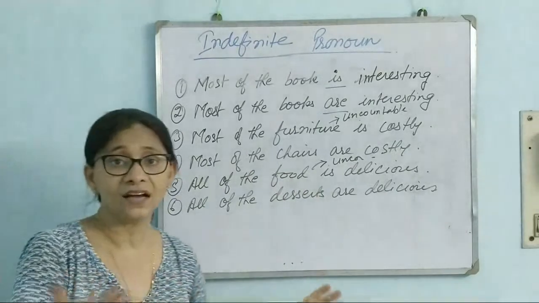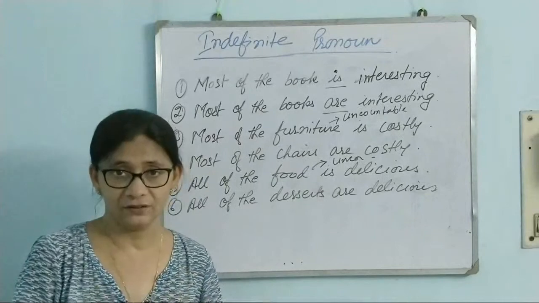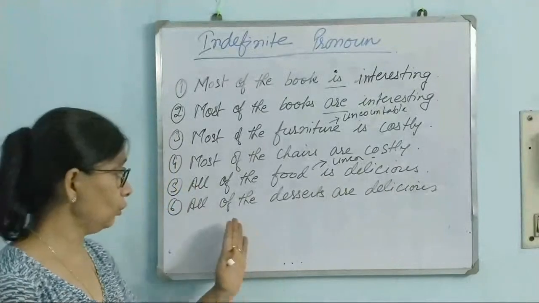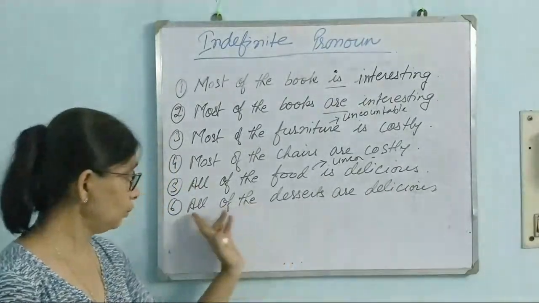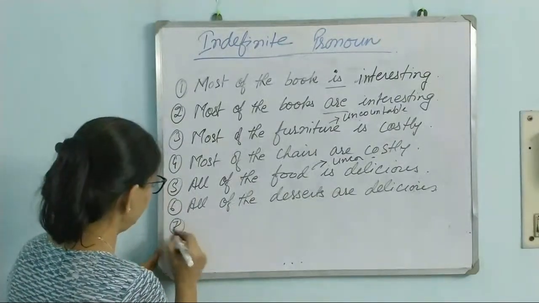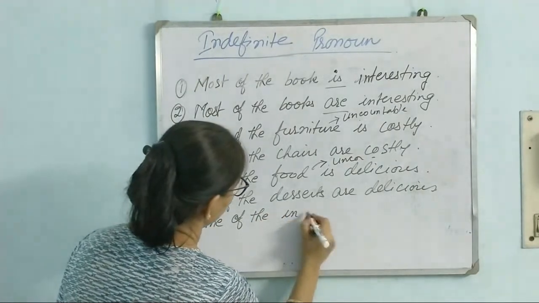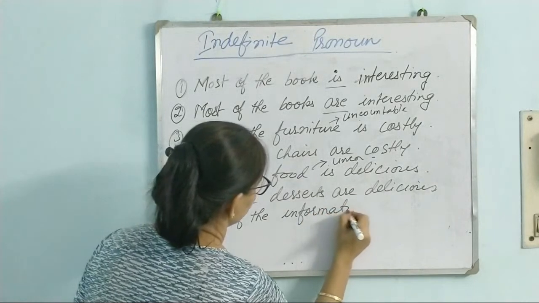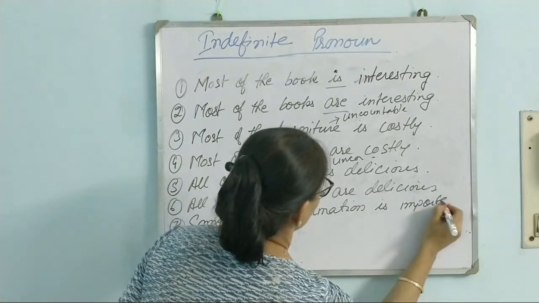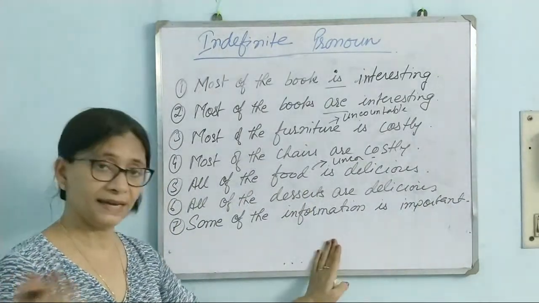But desserts are countable. In a party, we can count how many desserts are there, isn't it? In a wedding party or whatever, number of desserts can be counted. So here we use are. So all of the desserts are delicious. Now let us see yet another example. Some of the information is important. Information again uncountable.